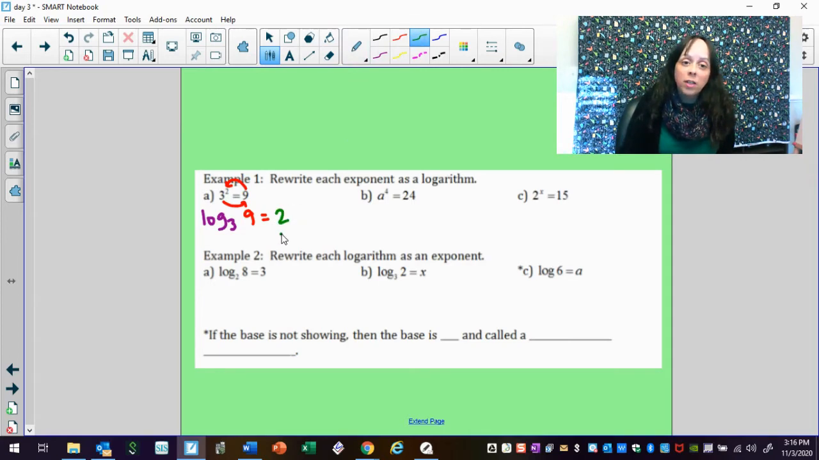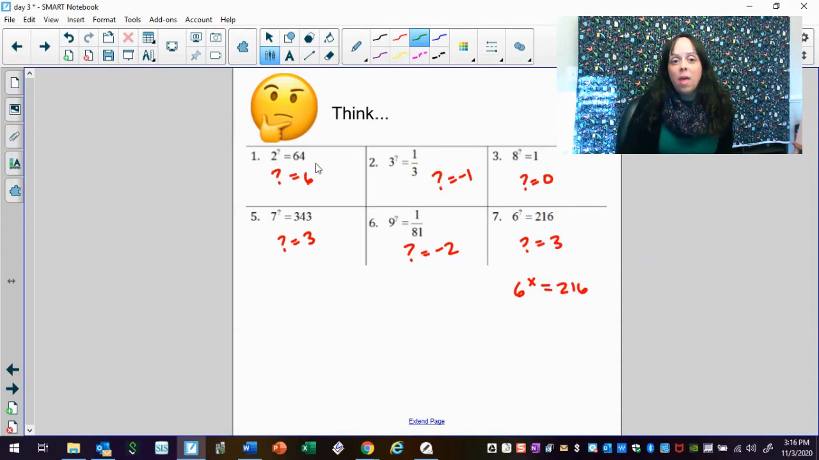This is going to be your exponent is the answer. The answer to a log problem is always what was the exponent. Just like we were looking at back here. If this had been written as a log, the answer was what was the exponent.